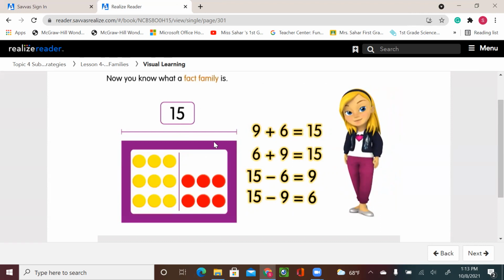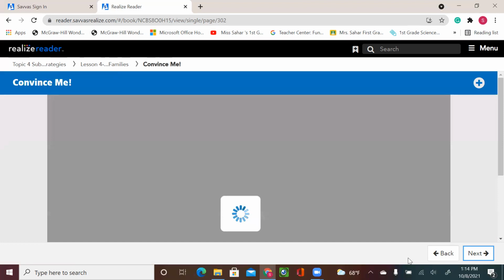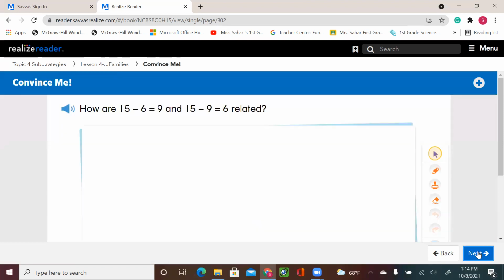So, fact family because we're using the same numbers. We have the same sum or total, and we have the parts. And we know if we add two parts in different orders, my sum will be the same. And if I subtract one part from the sum, I will get the missing one. And if I cover the missing one and subtract it from the total, I will get the other part, which is a related fact or fact family. All right, let's see our guided practice.